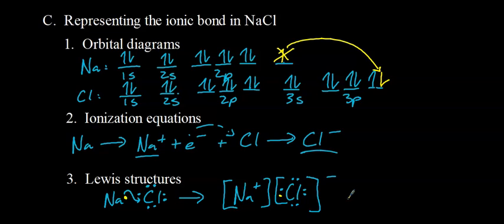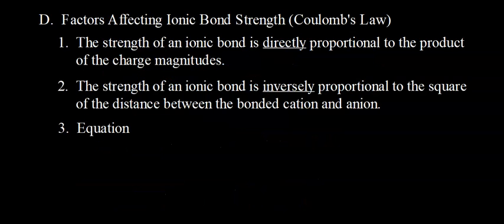So just like before, we get the sodium cation that forms and a chloride anion that forms, and those two ions stick together, making sodium chloride. All right, very, very important: factors affecting the strength of an ionic bond. We're going to use Coulomb's law. So if you have some room to the right or above letter D, let's write the equation for Coulomb's law.